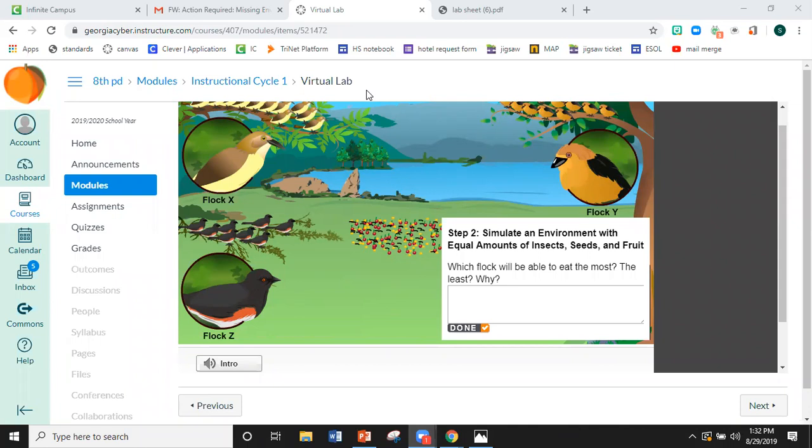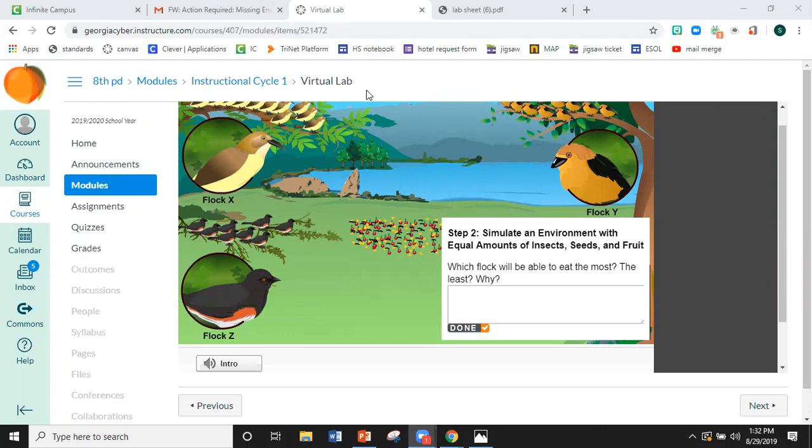Okay, so what do you think flock X is going to do? Okay, we think they might all fight. Yes, there are 100 of each food, making 300 pieces of food, and 30 birds. All right, so we think flock X might eat more. They're going to go for the one they prefer, but make some more in-depth predictions. Maybe they all get the same amount. All right, but in real life, we know that doesn't happen very much.